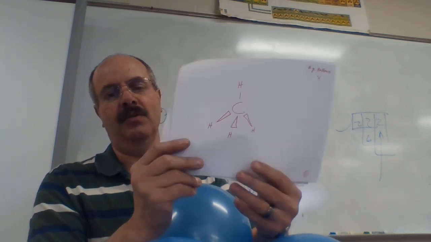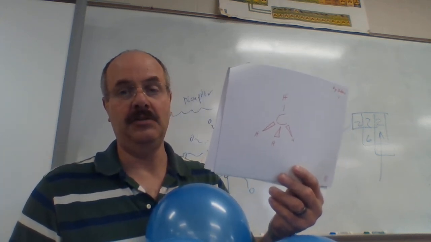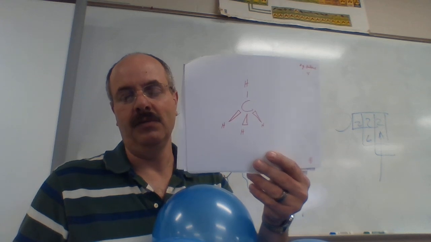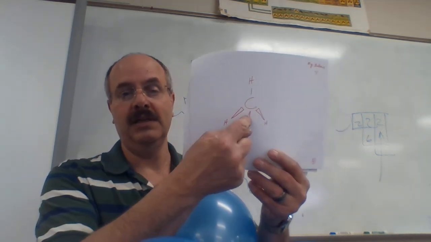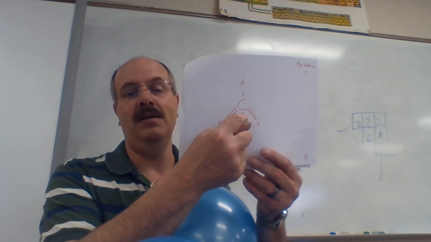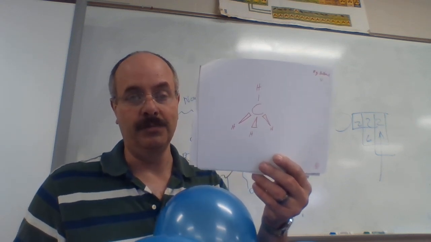Okay. Now I drew this one a little bit differently because this is the way, if you took this in college, this is how they're going to teach it to you. And it's really, really confusing. They try and teach you 3D on a 2D piece of paper. So you got the carbon in the middle. That's going to be my knot in the balloon. And then we have four hydrogens. Each of the hydrogens is going to be a blue balloon.